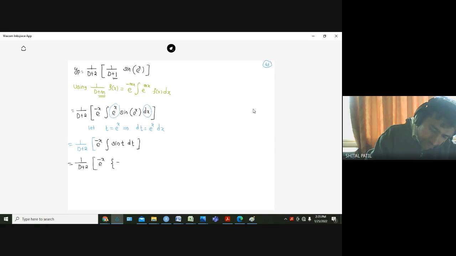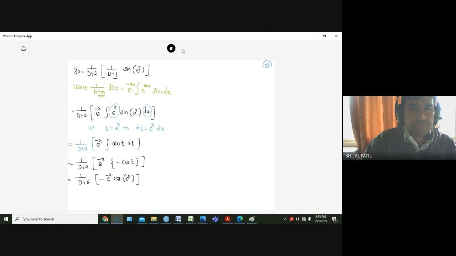What is integration of sin t? Minus cos t. What is t? Okay, again use the m formula. I'll mention it once again so that there will be no confusion. First example, therefore I'm mentioning it.